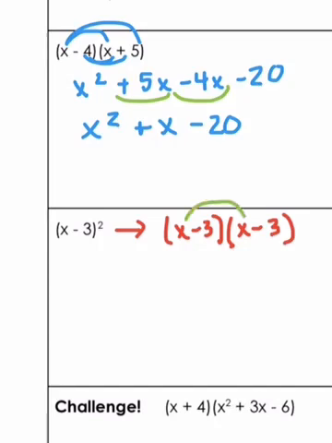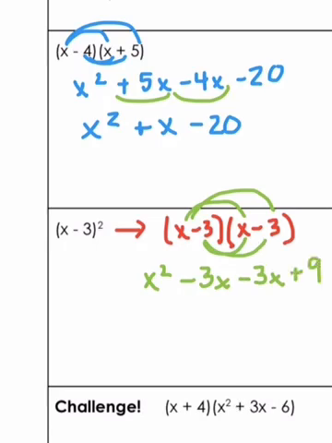X times x is x squared. X times negative 3, negative 3x. And another negative 3x. And a negative times a negative is a positive 9. Then we're going to combine our like terms. Negative 3 and negative 3. That creates negative 6x plus 9.